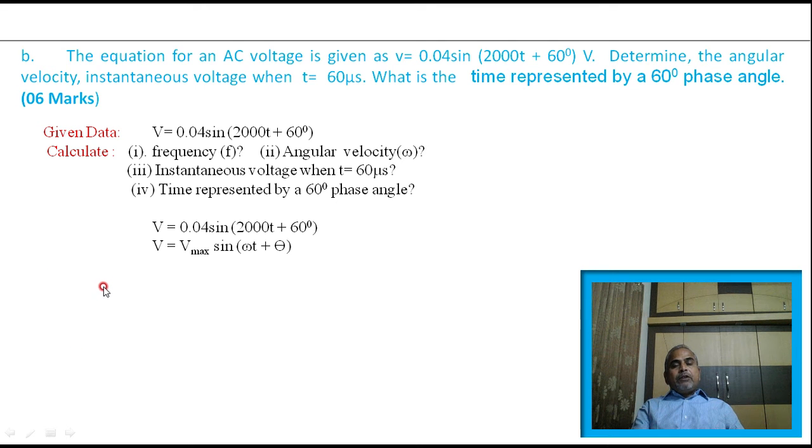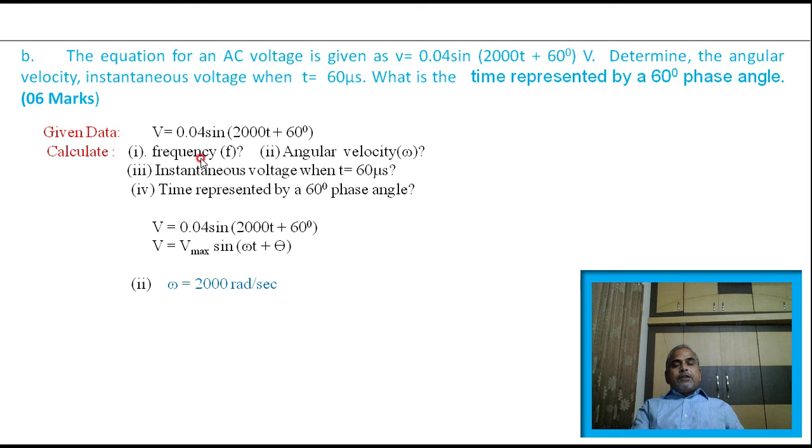Then how to find out the angular velocity? Just by comparing, 2000t is nothing but your omega t. Therefore, you have to leave t apart. Then you have to compare omega with 2000. Therefore, what I am getting here is omega is equal to 2000 radians per second, the angular velocity.